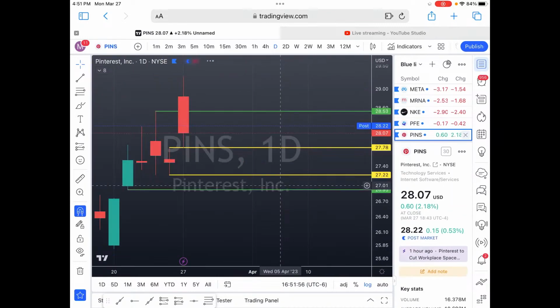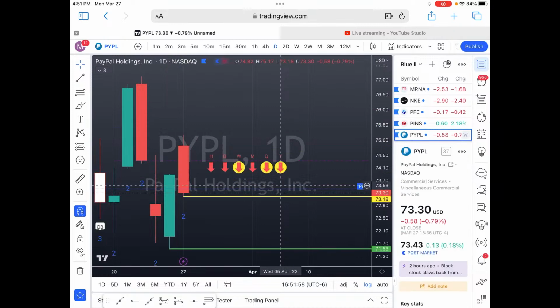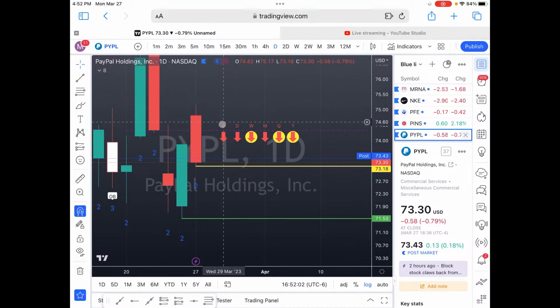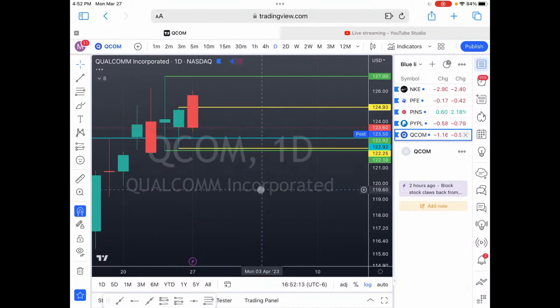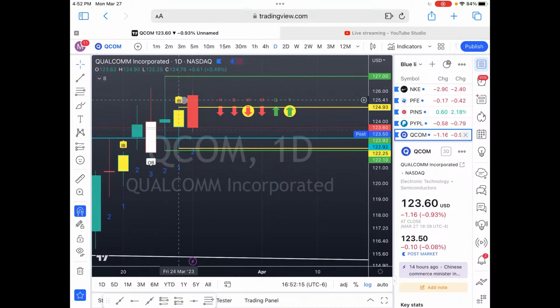We'll move on to PayPal. A bunch of those should not be on there. So PayPal, we've got a 2 up to finish red. Full time frame continuity. Again, on our side, to the downside, we'll look for those puts at 73.18. First target at 71.53.